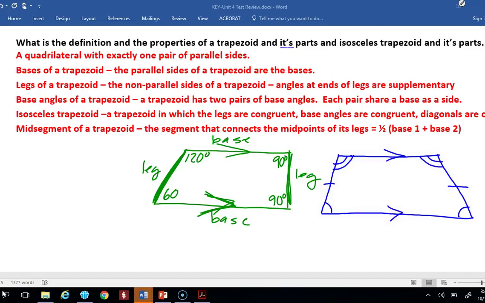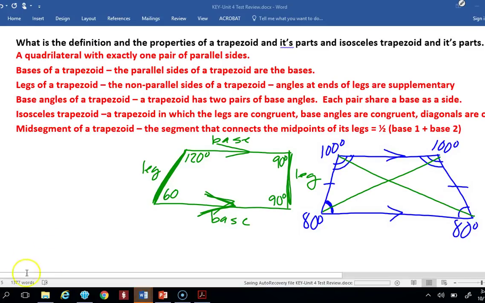So if I told you this was 100 degrees, then this angle over here to the right is 100 degrees. And down here on the left, again, remember these two angles have to be supplementary. This angle down here has to be supplementary with 100, so this one will be 80. And those two are congruent, so they would be 80. Now the other property that applies to this is that the diagonals are congruent. So those are the properties of a trapezoid and an isosceles trapezoid.